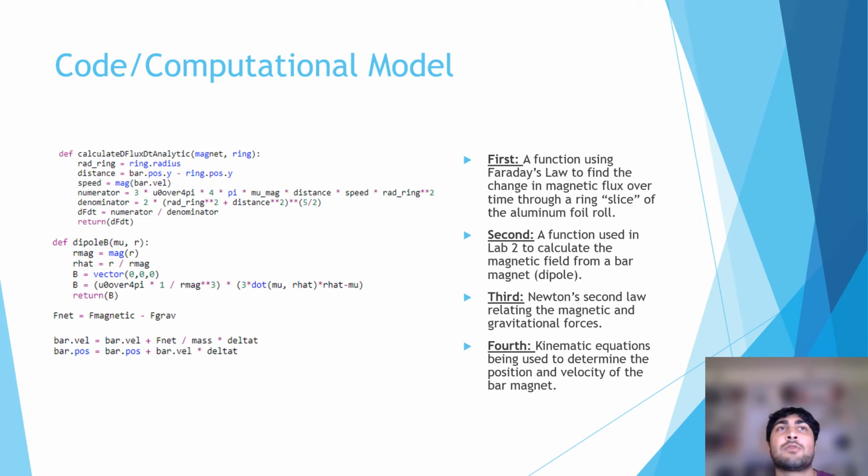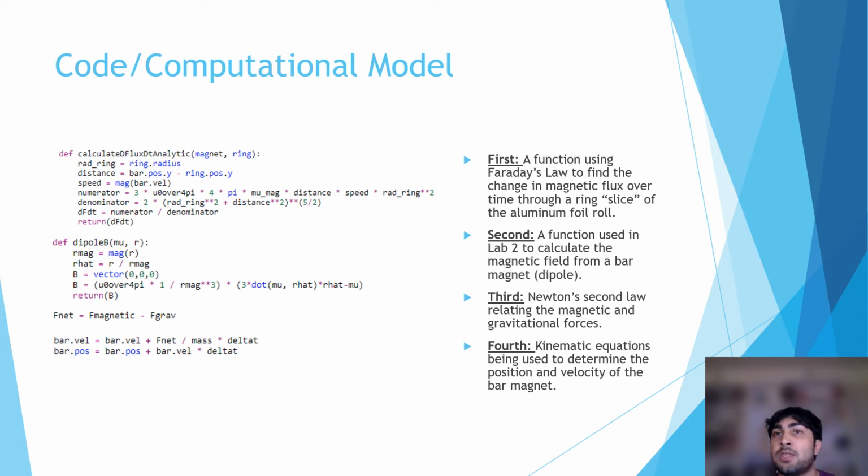Here are some excerpts from the code/computational model used in this lab. The first is a function using Faraday's law to find the change in magnetic flux over time through a ring or slice of the aluminum foil roll. Second is a function used in Lab 2 to calculate the magnetic field from a bar magnet or dipole, and it's reused for this lab.